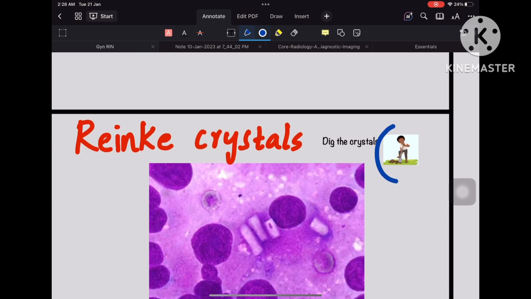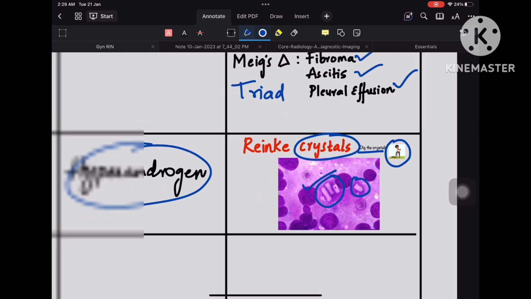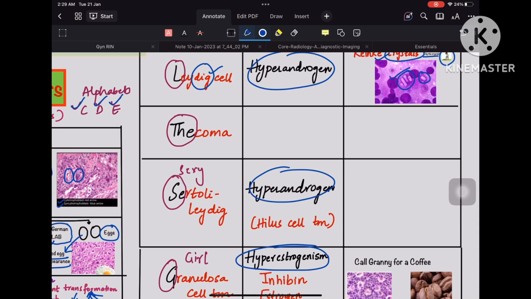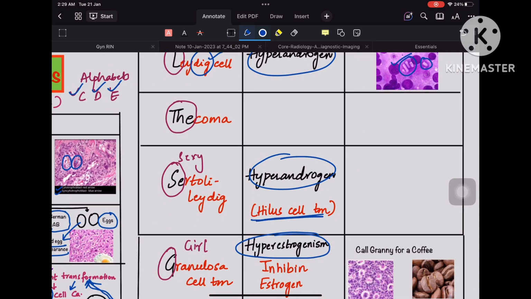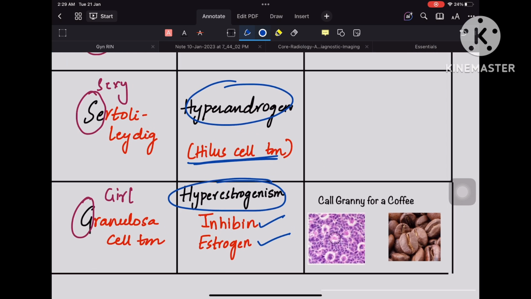And Leydig, dig means digging the crystals. So there is a boy who is digging the crystals. Those are Reinke crystals in the histopathological appearance of Leydig cell tumor. And then coming to the next one, that is Sertoli-Leydig cell. Otherwise, hilar cell tumor is also another subclassification of this class. And then granulosa cell tumor markers are inhibin and estrogen, hyperestrogenism.